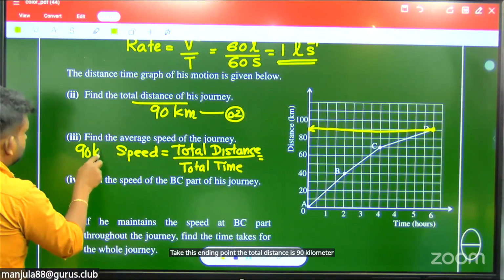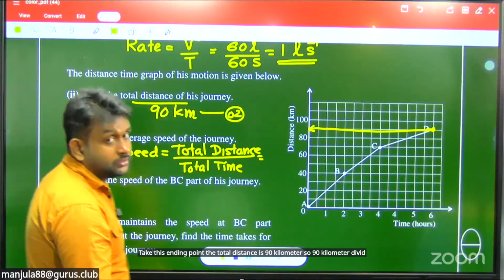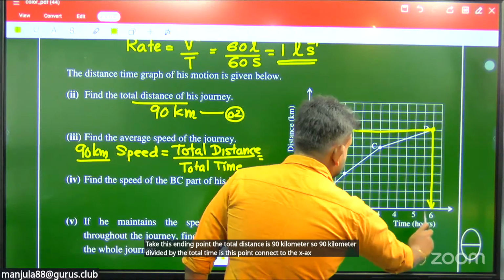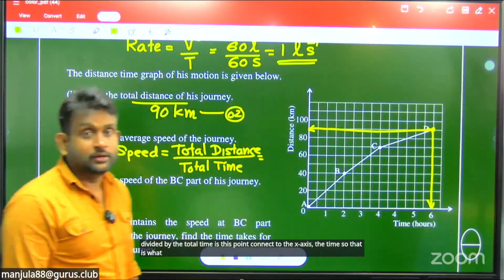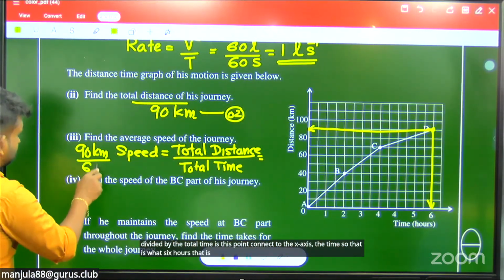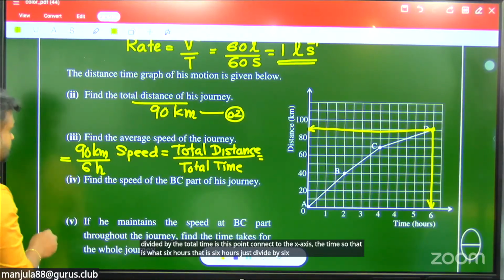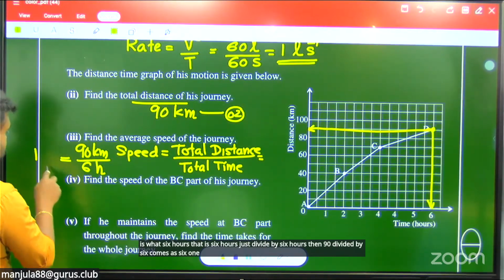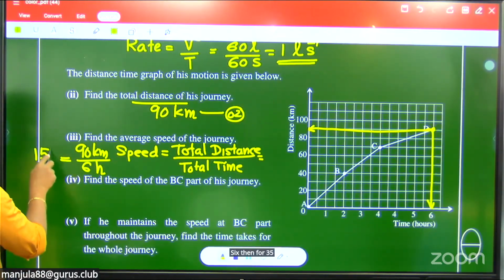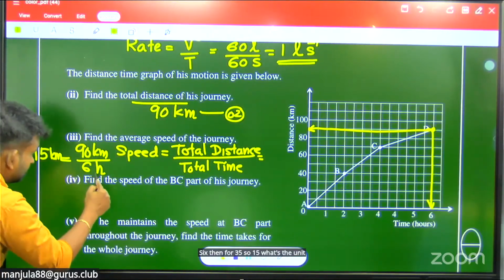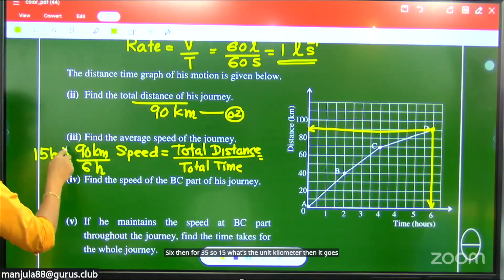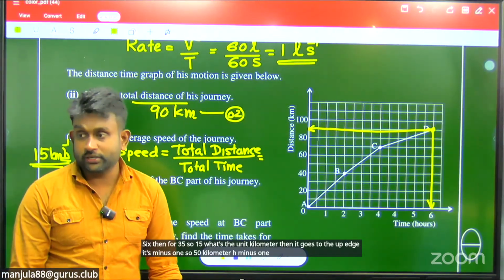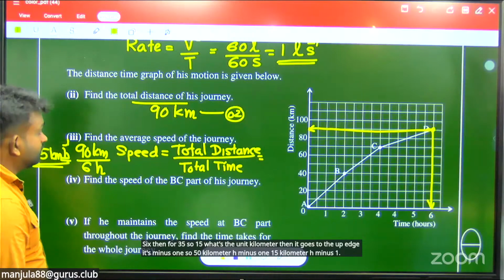So 90 kilometers divided by the total time, which is this point connected to the x-axis, the time. That is 6 hours. Just divide by 6 hours. Then 90 divided by 6 comes as 15. What's the unit? Kilometer, then it goes to the up edge, h minus 1. So 15 kilometers h minus 1. Okay, for that one, 2 marks.